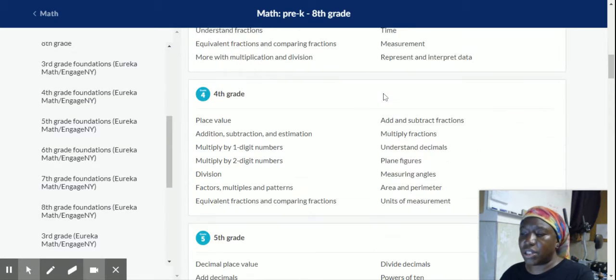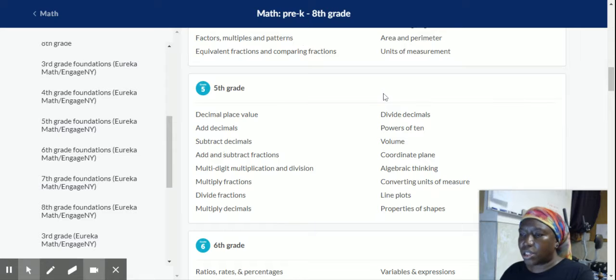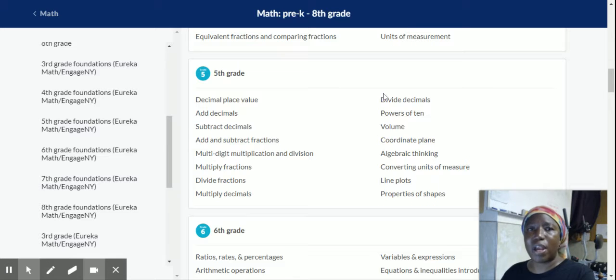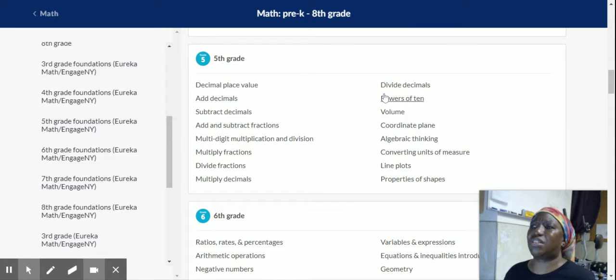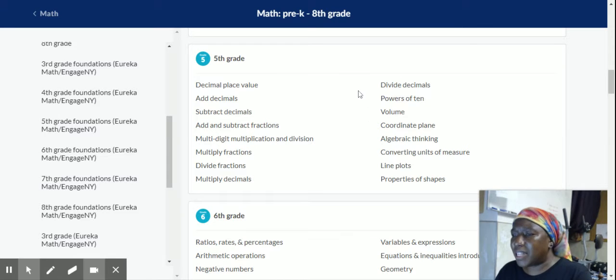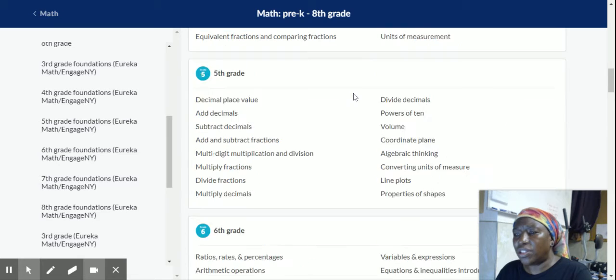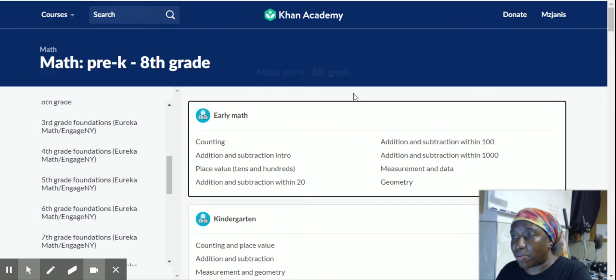Okay, so I believe we got to the sixth grade. So it's decimal place value. And some parents are like, no, I can't do this. This is hard. Yes, you can do it. It's not hard. You just have to do like we're doing right now. Start from pre-K, learning how to count.